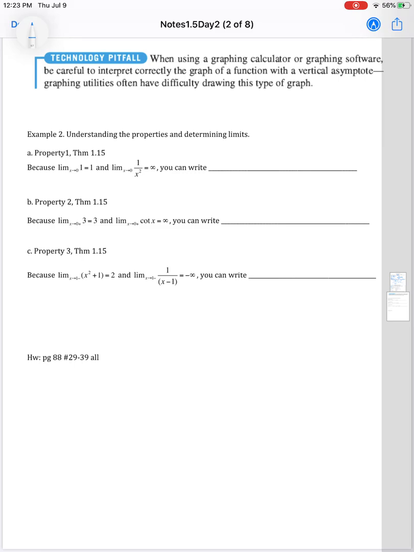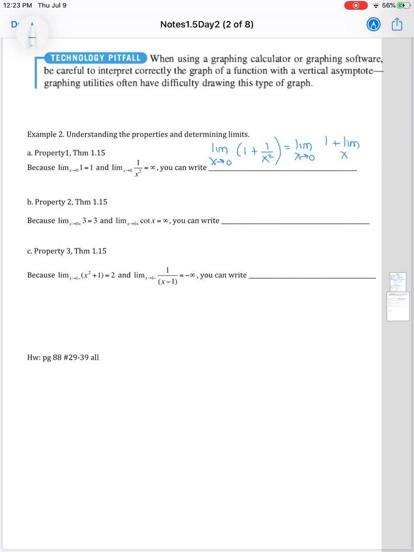So we're going to use property number 1 from the theorem that's on the front, and it tells us the limit as x approaches 0 of 1 is 1. Well, that's a constant. And the limit as x approaches 0 of 1 over x squared is infinity. So if we use property number 1, which is our sum, then we have the limit as x approaches 0 of 1 plus 1 over x squared. So we're combining them.